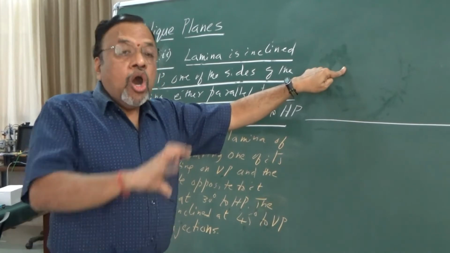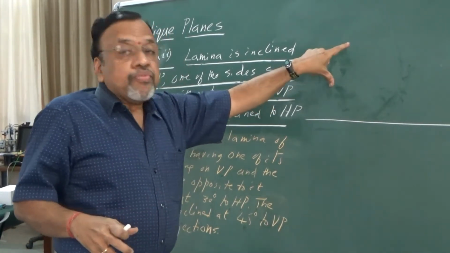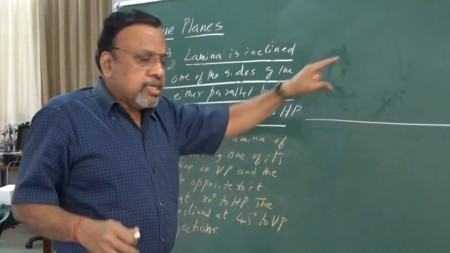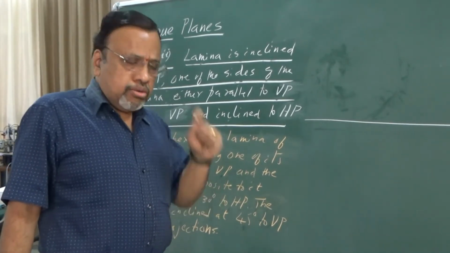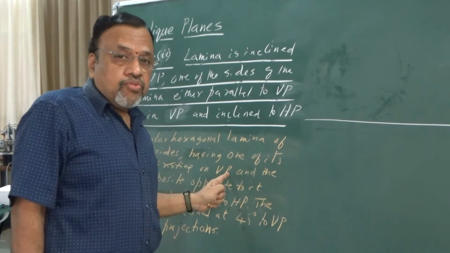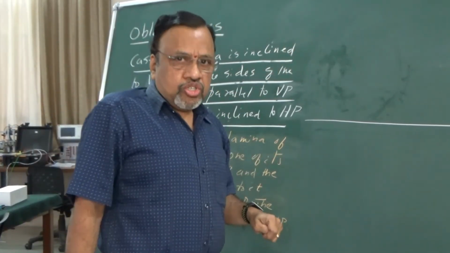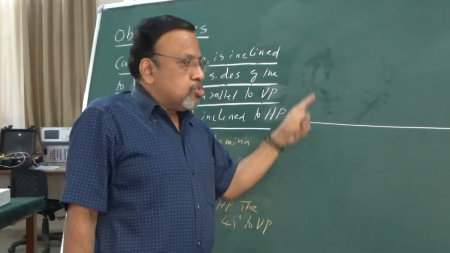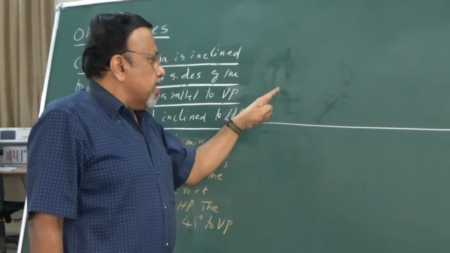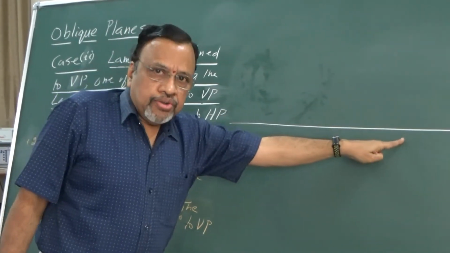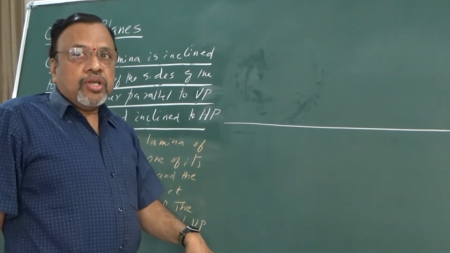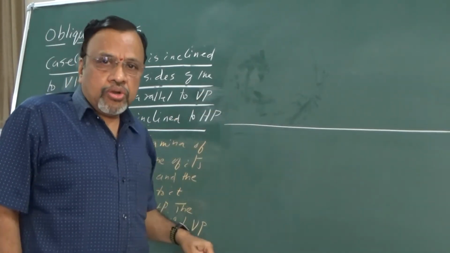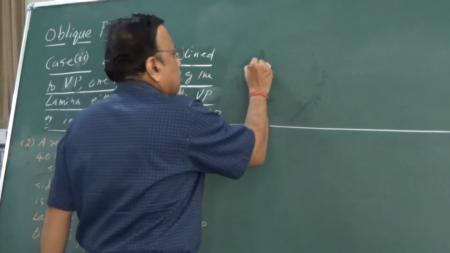Next conclusion is how to draw the front view. It is given that one of the sides is resting on VP. Since one of the sides is resting on VP, in the initial position that particular side should be taken perpendicular to the XY line in the front view, or I can simply say that the side which is resting on VP will be perpendicular to HP. So let me draw the hexagon.